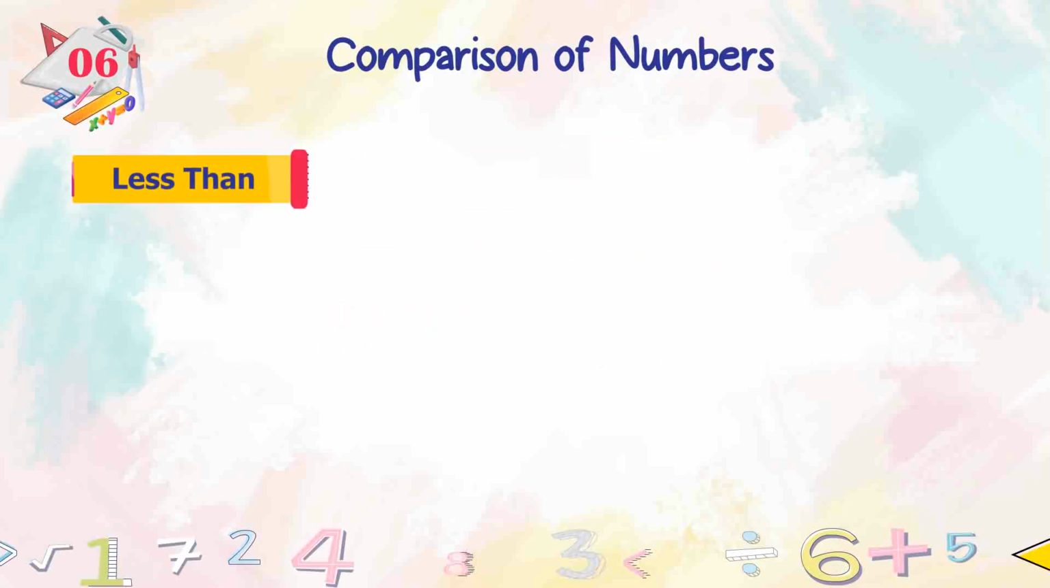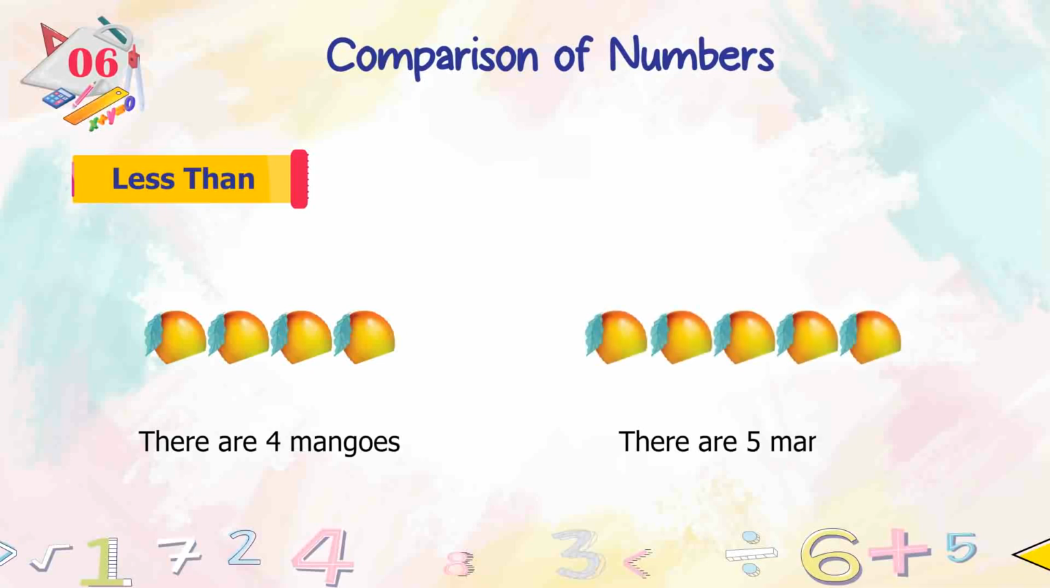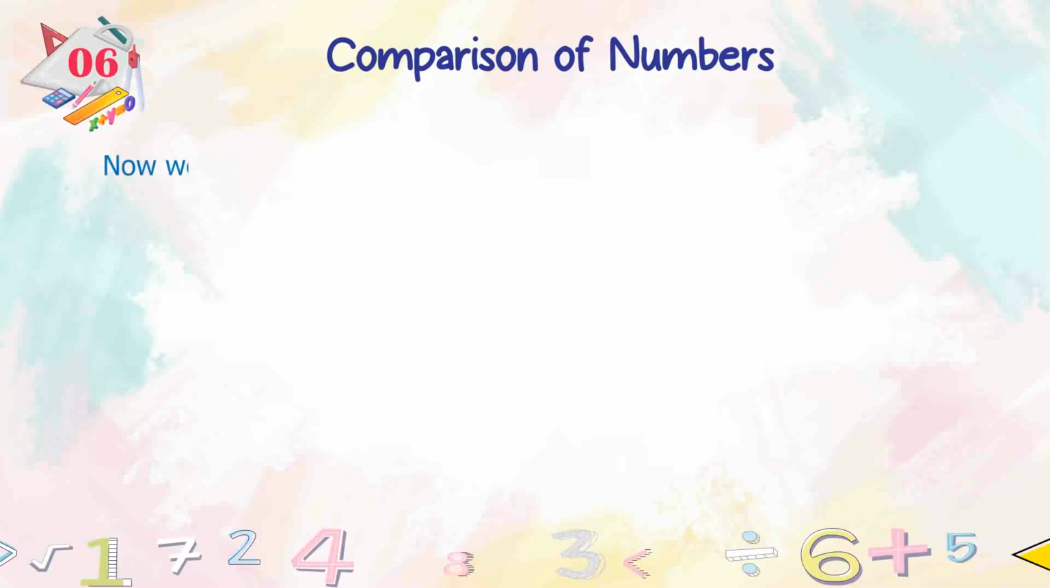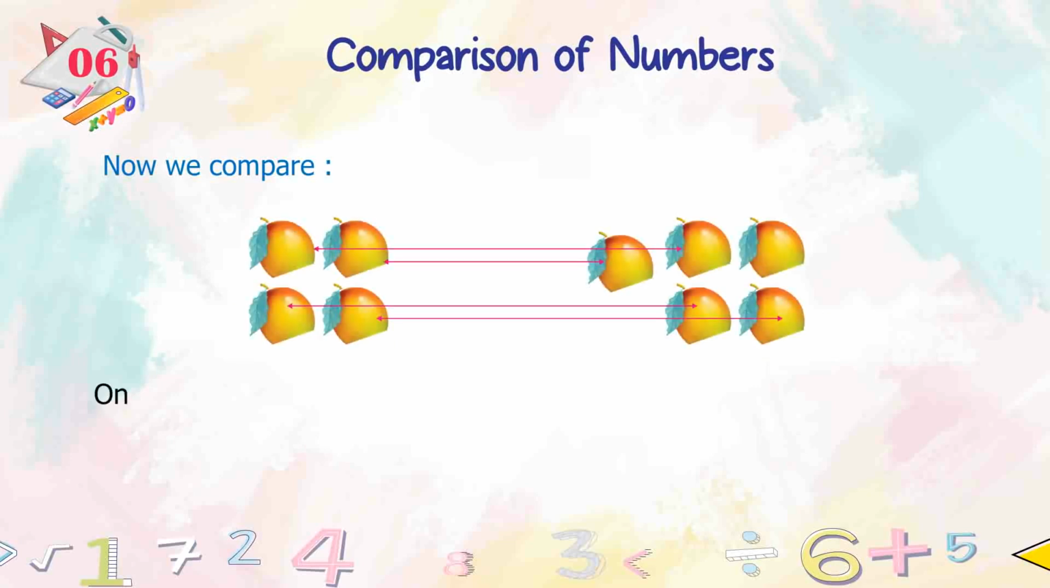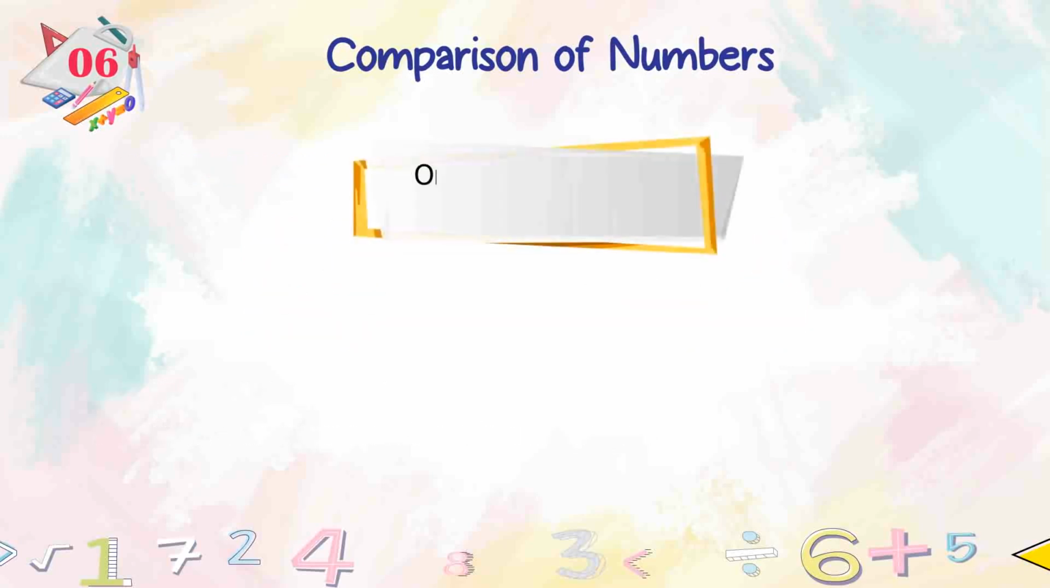Less than. There are 4 mangoes. There are 5 mangoes. Now we compare. 1 mango is left as extra. It means 4 mangoes are less than 5 mangoes. Or 4 is less than 5.